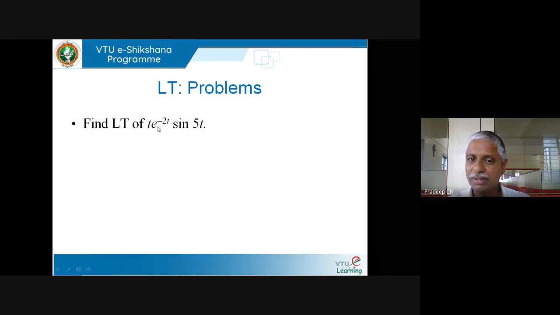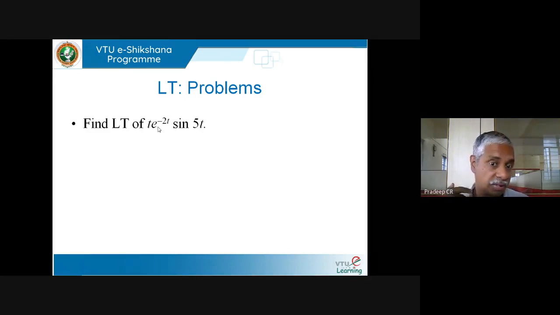If, for example, Laplace of e power minus 2t into sine 5t is very easy to find. All you have to do is find Laplace of sine 5t and in that replace s by s plus 2. If I had been given only t into sine 5t, that also I know how to do. I'll just find Laplace of sine 5t and differentiate to find Laplace of t times sine 5t. All I would do is differentiate it once and change the sign. That's what I will do.